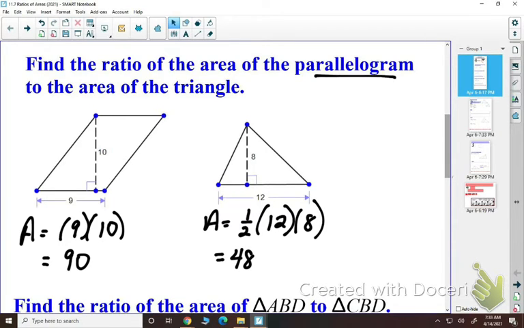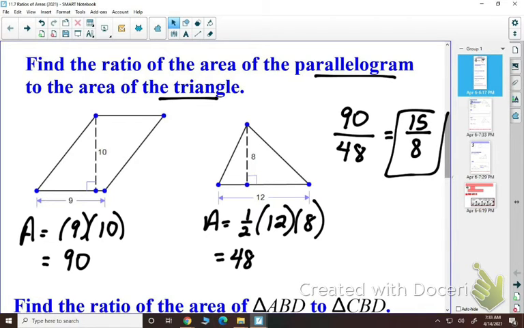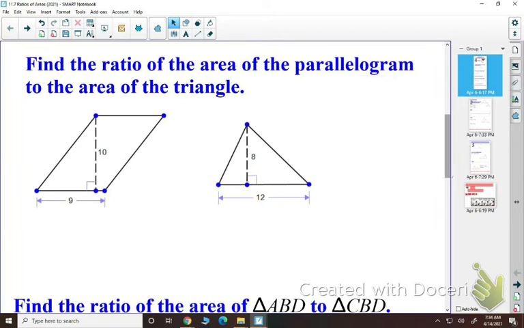Again, I want the area of the parallelogram to the triangle. So I'm going to put the parallelogram on top, 90 over 48, and then I want to reduce. This is reducible. 90 and 48 are divisible by, let's see here, how about 6? 90 divided by 6 is 15, and 48 divided by 6 is 8. So that's going to reduce to the ratio of 15 to 8. You can write it as a fraction or as 15 to 8, and that would all be acceptable. Again, the title of our lesson for today is Ratio of Areas.